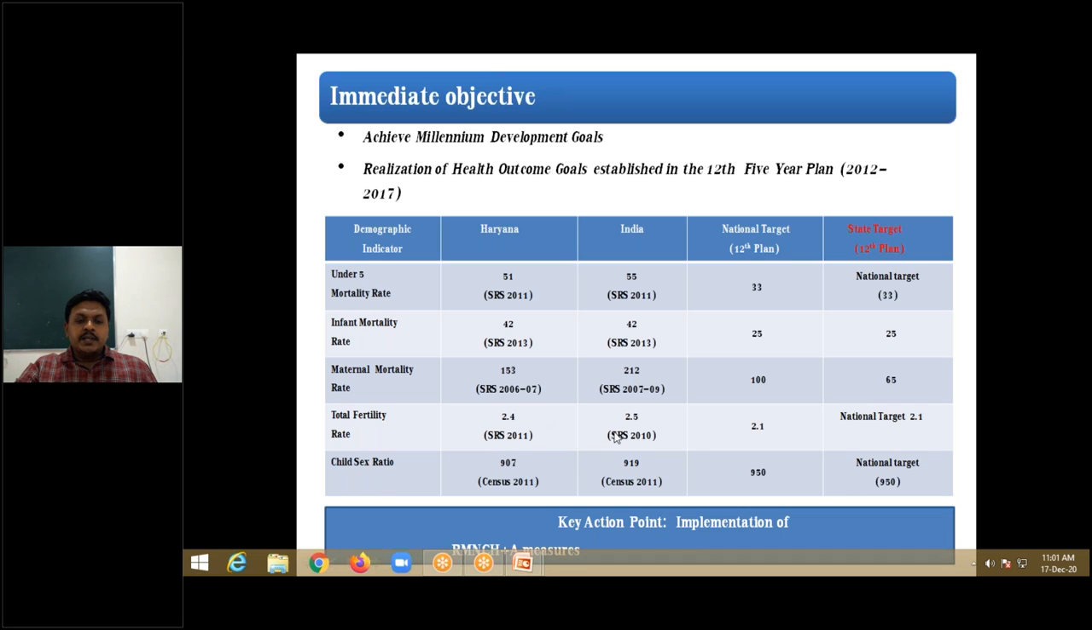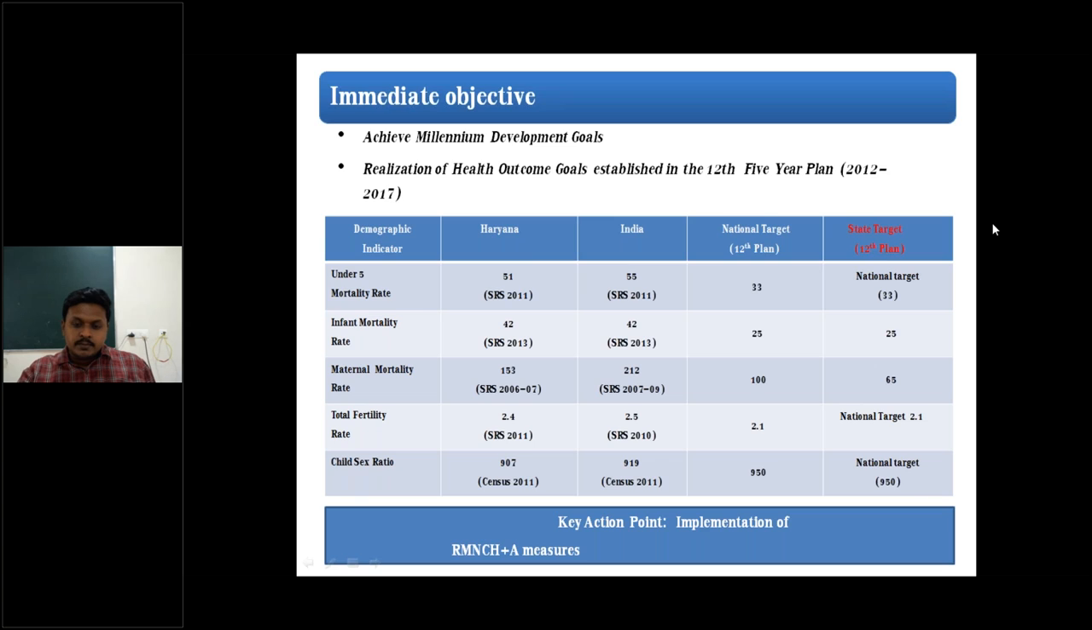So overall in India, the total fertility rate is 2.5, but the target is 2.1. This is how. See, the child sex ratio, according to the 2011 census, is 919 only, but the immediate objective is to bring this child sex ratio to 950. This is the objective.